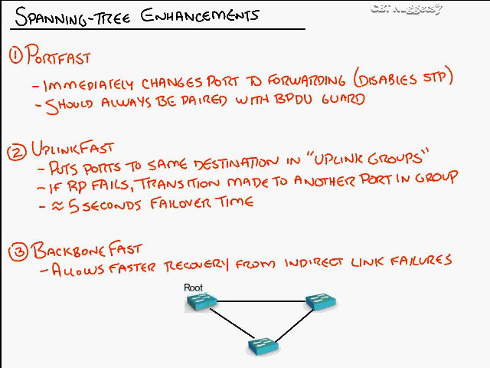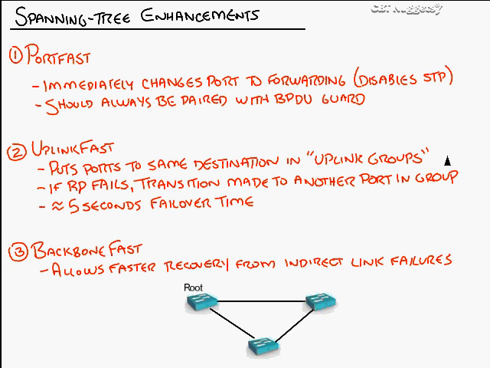The other two fasts in this list, the UplinkFast and BackboneFast, are Cisco proprietary enhancements to spanning tree. And they're pretty neat. They came out quite some time ago. And before I even explain them, let me tell you that they're not in use very often anymore. And I'll explain why that is in just a second.